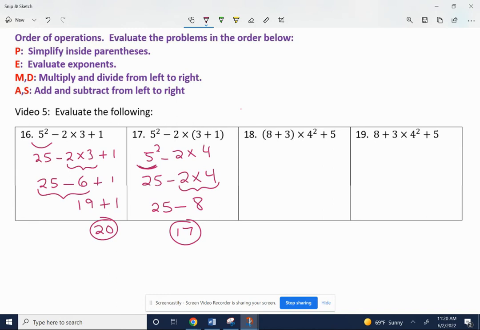Why don't you try the next two on your own first, and then check with a video after you unpause the video.